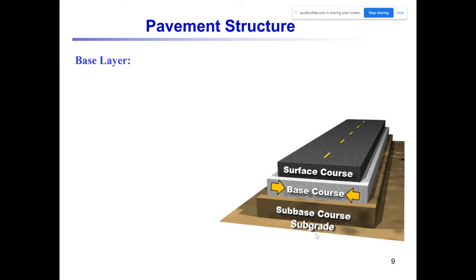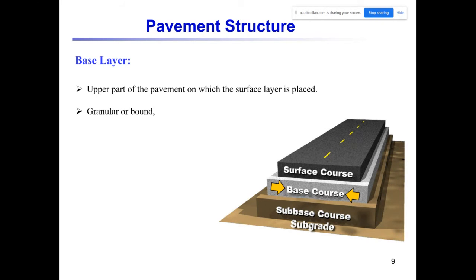Next layer is the base course. The quality of the material we are using for the base course is generally high. So we can use granular materials, unbound granular materials, or we can use bound material. By bound material, I mean the cemented material. So the particles have been stuck together, right? So we will have cemented material, or we can have unbound granular material. Generally, for this part, we are using actually very high quality materials.